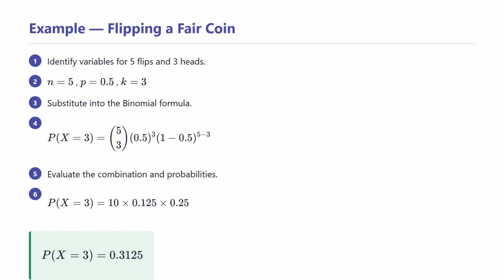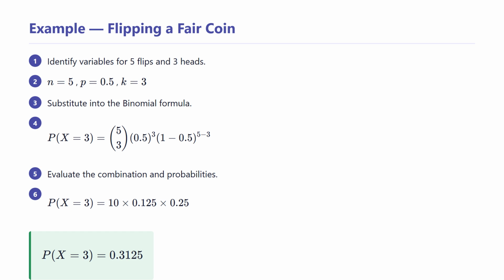Before we move on, let us see this with a concrete example. Suppose you flip a perfectly fair coin exactly 5 times, and you want to find the exact probability of getting exactly 3 heads. First, we identify our given values. Our total trials, n, is 5, our success probability, p, is 0.5, and our target successes, k, is 3. We chose the binomial formula because these are independent binary trials. We substitute these values into our equation.